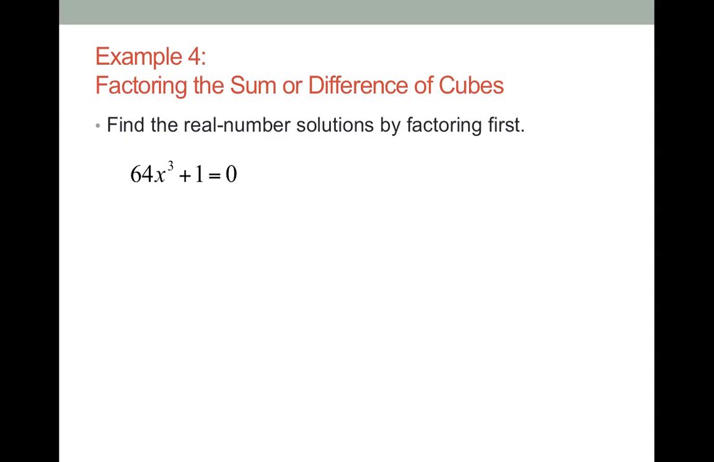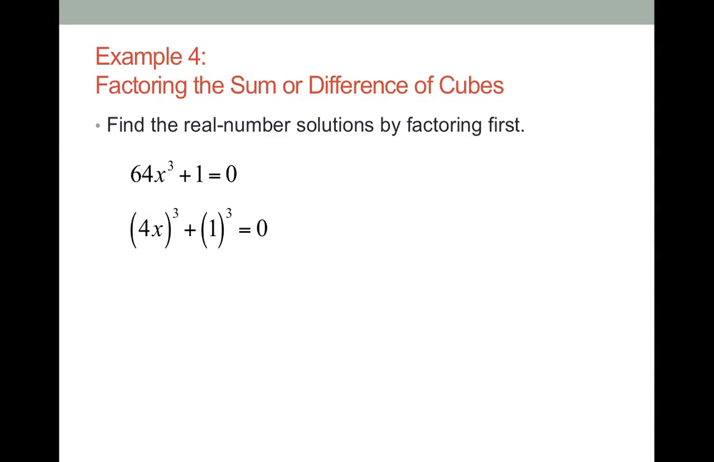We need to start by figuring out what is the a and the b. So what is the thing that's being cubed to give us our first term of 64x cubed, and what is the thing that's being cubed to give us our second term of 1? So that ends up being a 4x for the first term and 1 for the second term. So our a is 4x and our b is the 1.